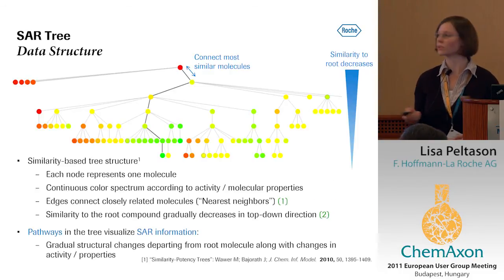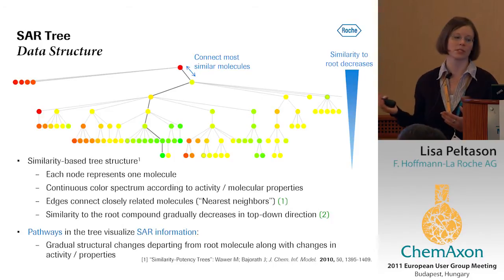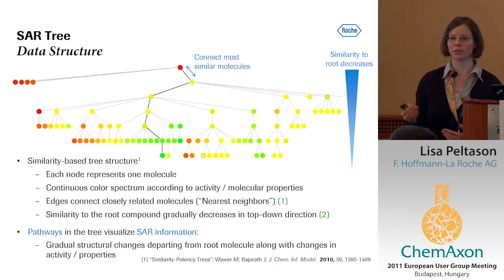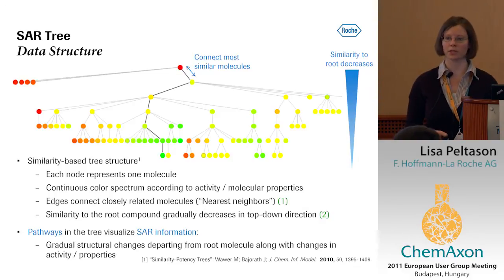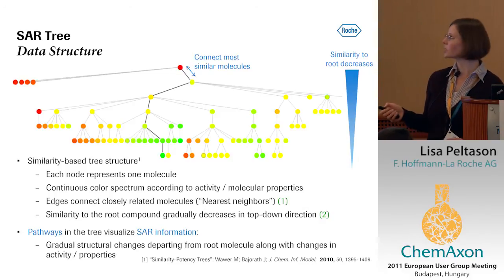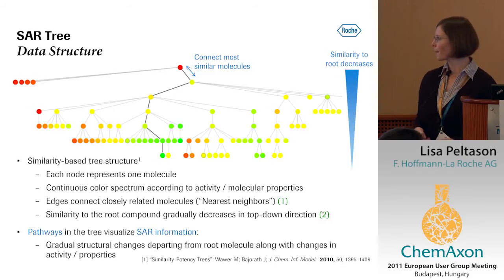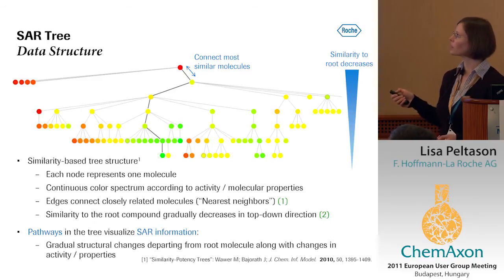The SAR tree is such a data structure. We have a tree which is similarity based, and each of the nodes in the tree represents one molecule. Each of those nodes is colored according to biological activity or any other user-selected property of the molecule. Edges connect molecules that have the most similar chemical structures, so here we have nearest neighbor relationships along the edges. Another rule within this tree is that the similarity of the compounds from top to bottom decreases.